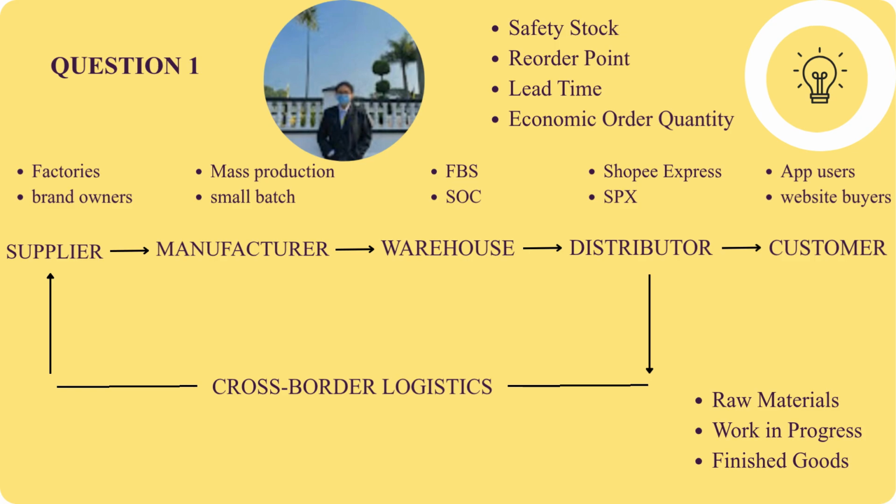The important terms I have highlighted here are safety stock, which is extra inventory kept as a buffer against uncertainty. Reorder point, which is the inventory level that triggers a new purchase order. Lead time, which is how long it takes for new stock to arrive after ordering. And economic order quantity, EOQ, which is the ideal order size that minimizes total inventory costs.